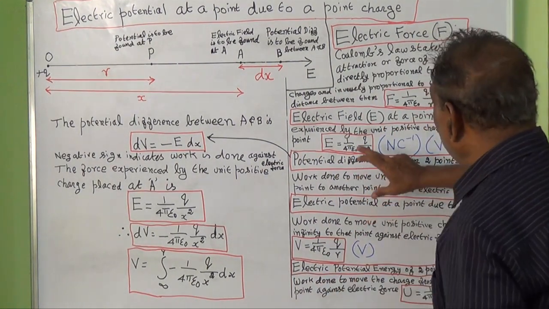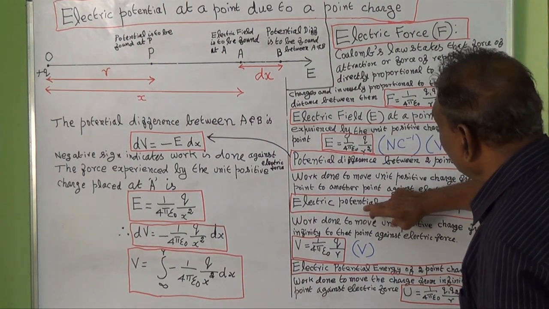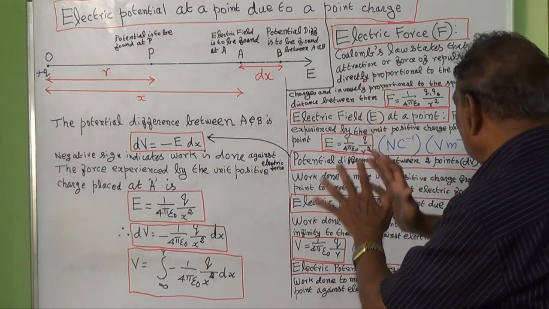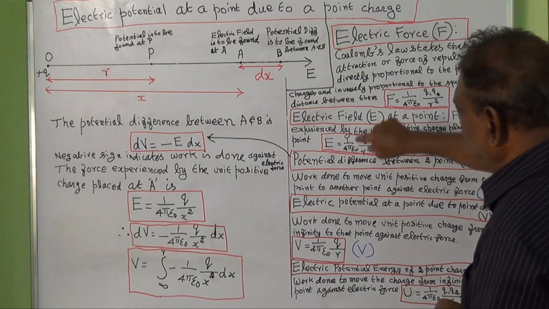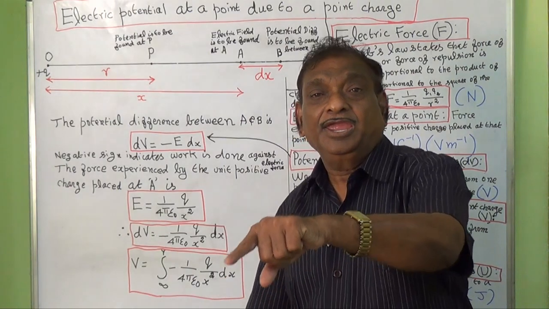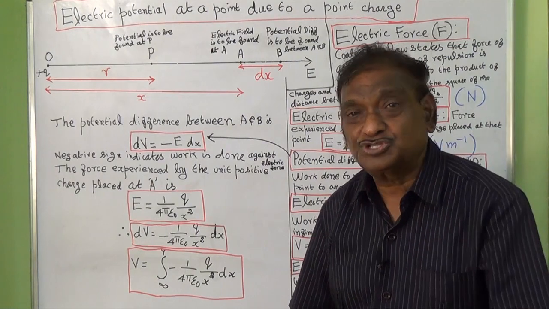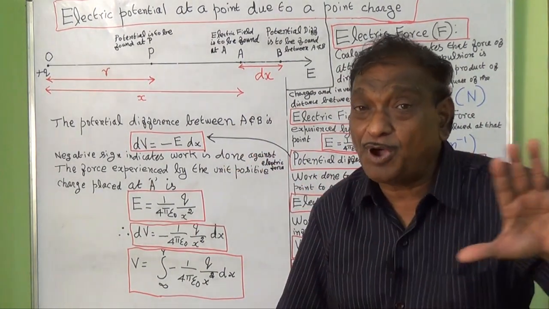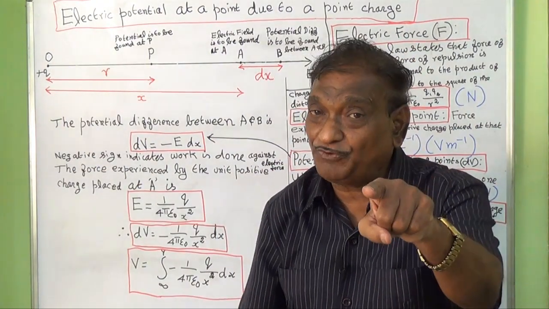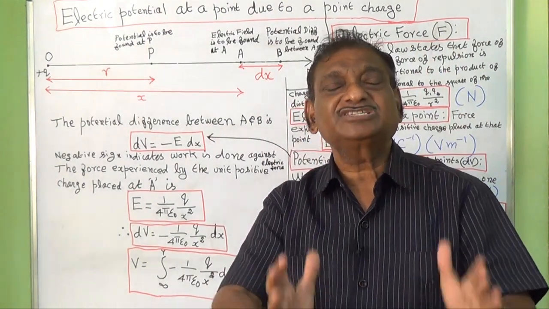So what is the difference between these two definitions? That is, potential difference and the electric potential. In both cases, the work is done. In both cases, unit positive charge is moved. But in potential difference, the unit positive charge is moved from one point to another point. In the case of the electric potential, the unit positive charge is moved not from one point to another point, but from infinity to that point at which we are going to find the electric potential. This is the difference between the potential difference and potential.